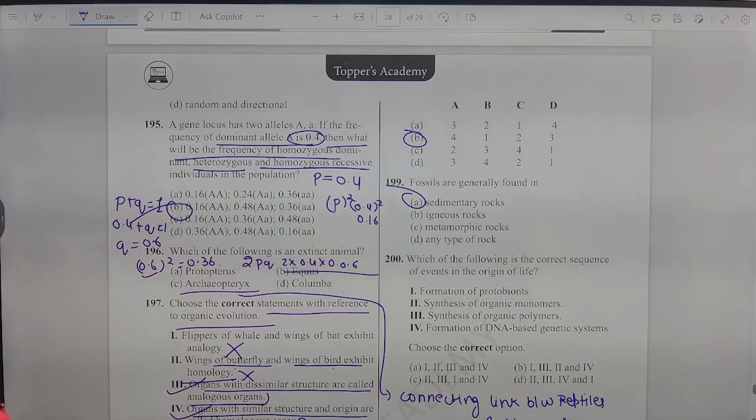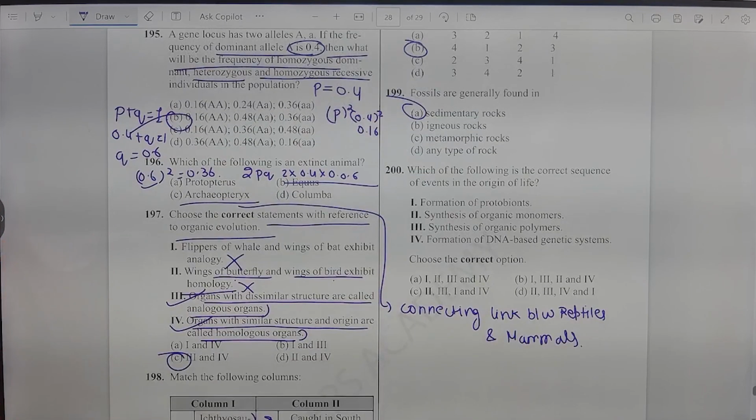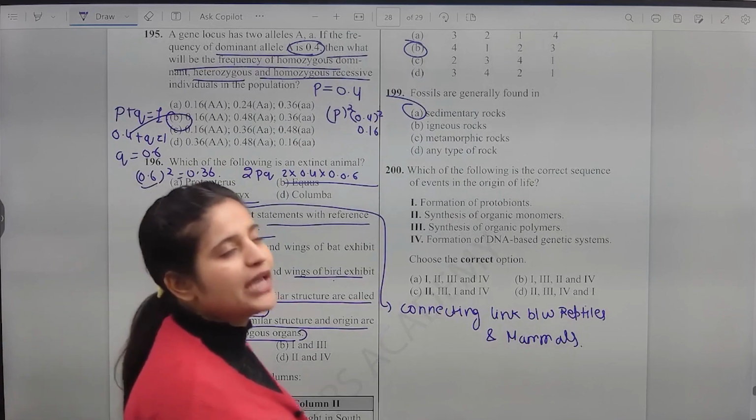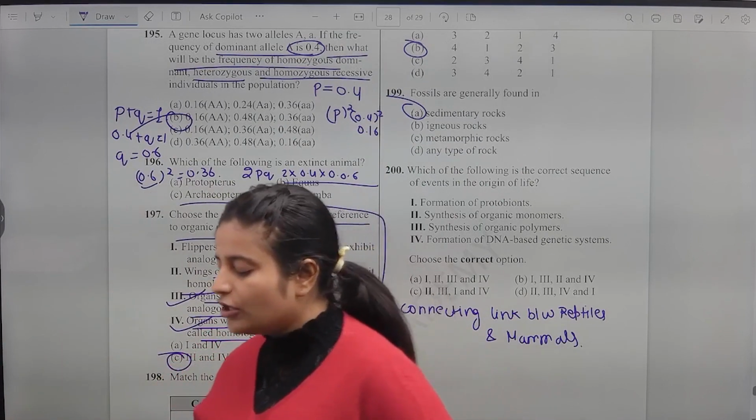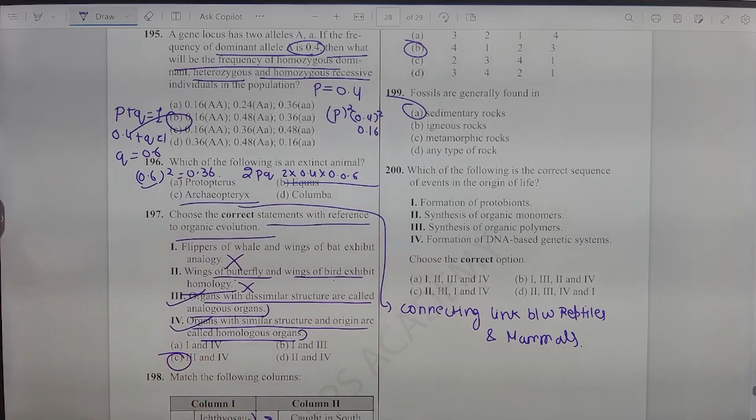Next is, which of the following is the correct sequence of the origin of life? If you remember, we have free atoms. Free atoms form inorganic molecules. Then there is a formation of organic molecules. Then there is a formation of the protobionts or eubionts. Yes or no? The options are formation of protobionts, synthesis of organic monomers, synthesis of organic polymers, and formation of a DNA based genetic system. We have to arrange in the correct sequence.